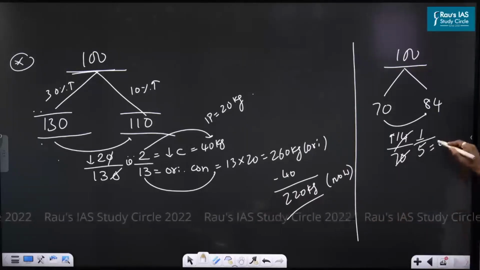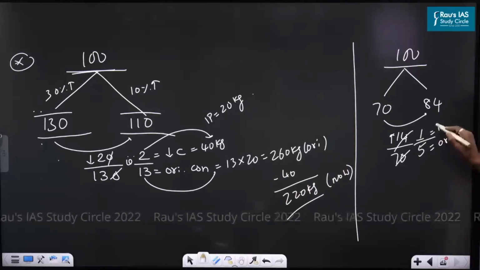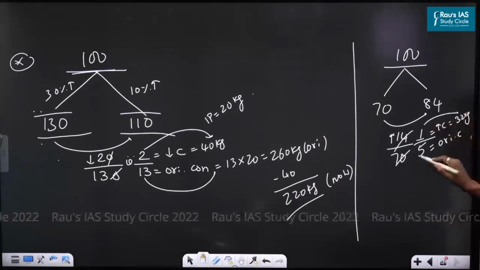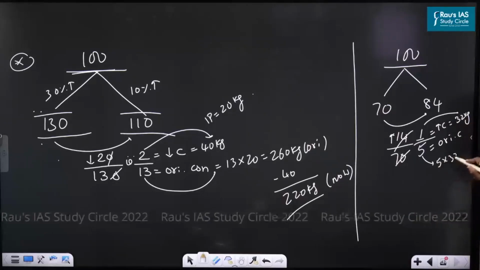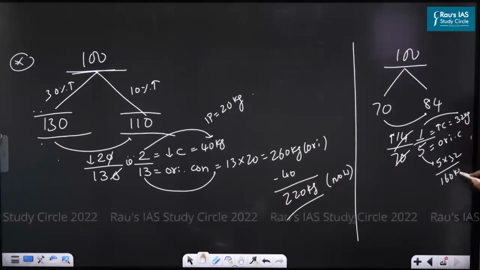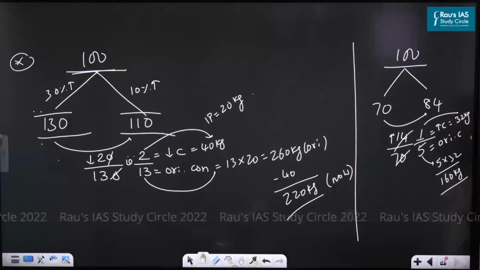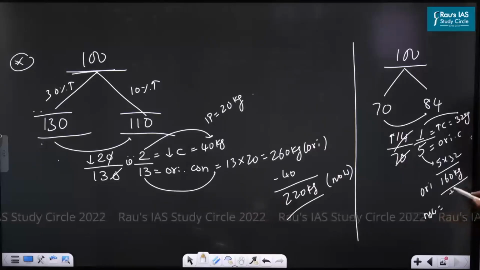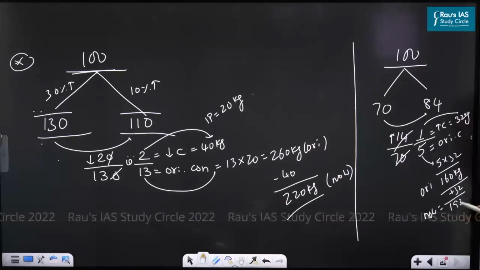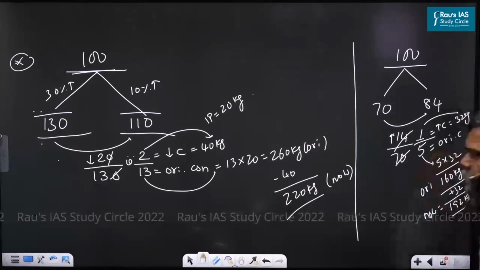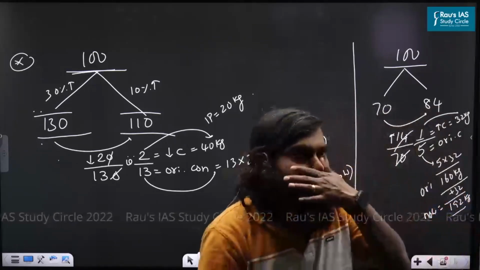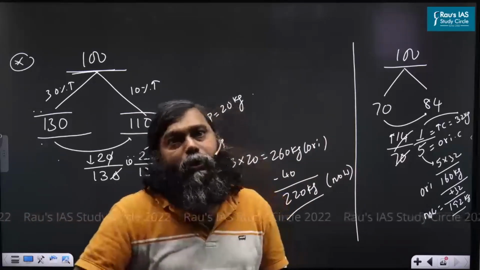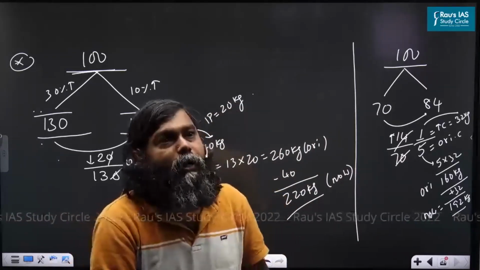This is called original consumption. This is called increase in consumption. That is equal to 32 kg. 1 part equal to 32 kg. 5 parts is 5 into 32, 160 kg. Understood? This is called original. What is now? Plus 32, that is 192 kg. Why am I adding? Why I am not subtracting? Because you are consuming now 32 kg more. So new consumption going to be more than the original consumption.